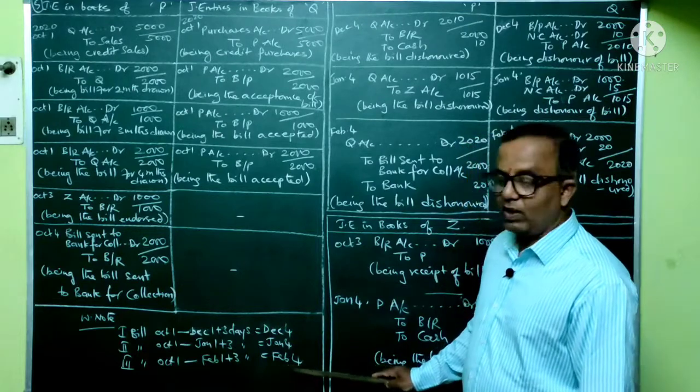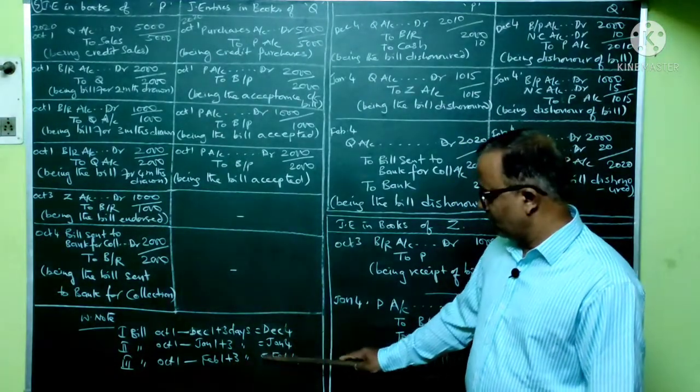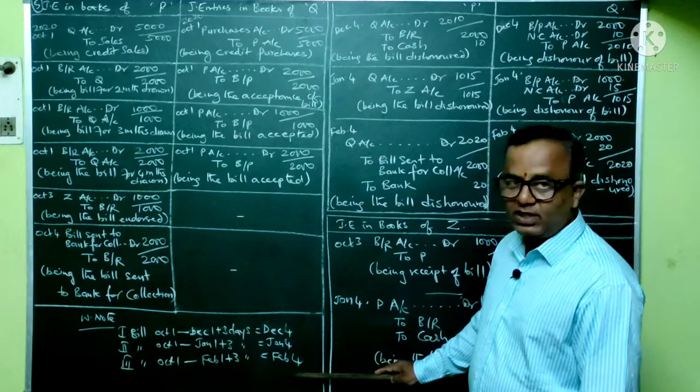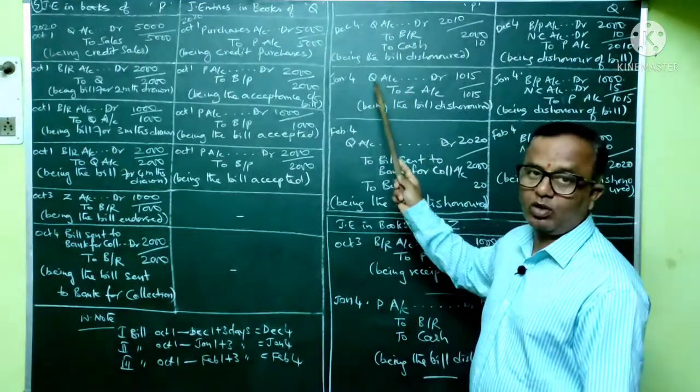That means February 4th will be the due date. So like this, in the rough, if you calculate the due dates there, it will be easy to write the entries in chronological order.